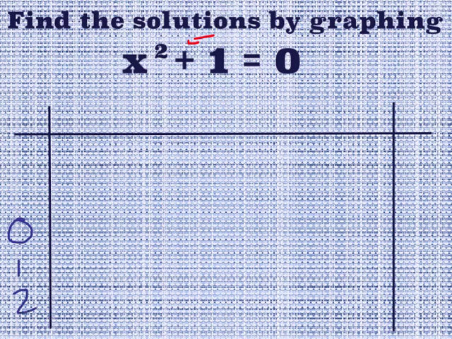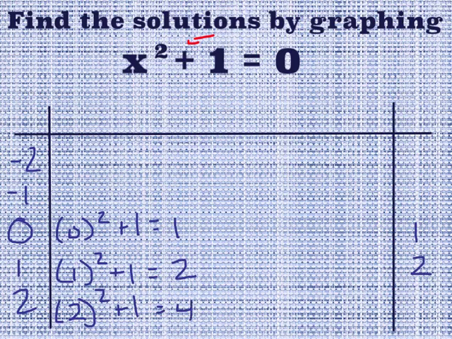We'll go up 2 and down 2, and then plugging in our equations, 0 squared plus 1 equals 1. 1 squared plus 1 equals 2. 2 squared plus 1. 2 squared is 4 plus 1, which is 5. And then we reflect over.